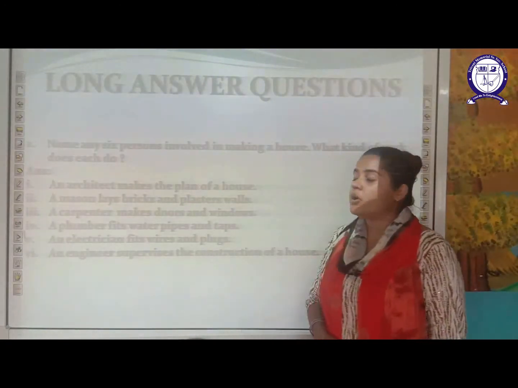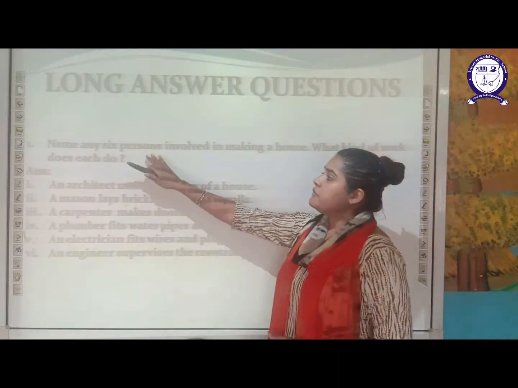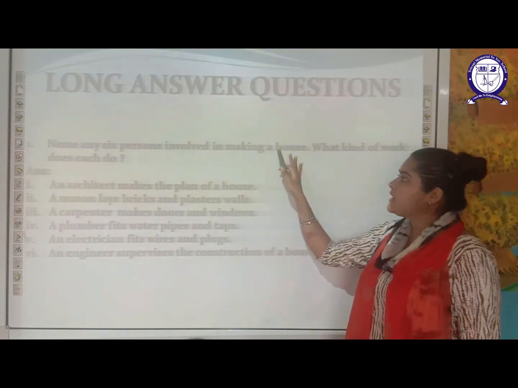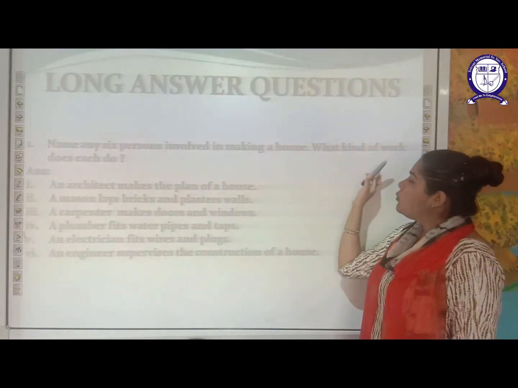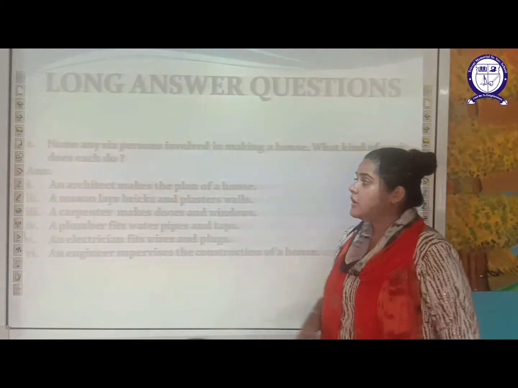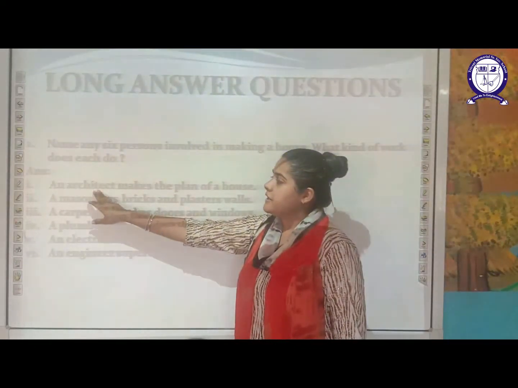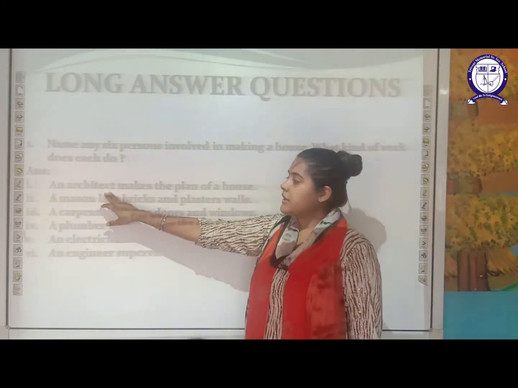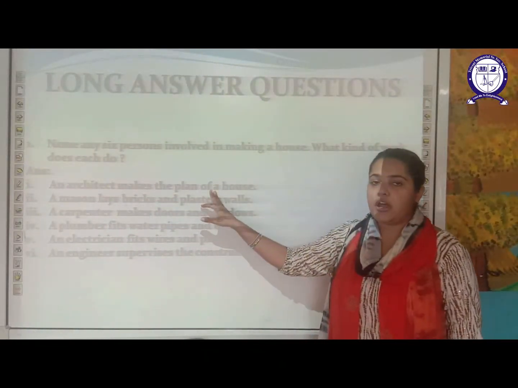Last one is your long question answers. First of all, you have to name 6 persons who are involved in constructing or making a house and what kind of work each does. So first of all, an architect. What is the work of an architect? He is going to make a plan for a house.